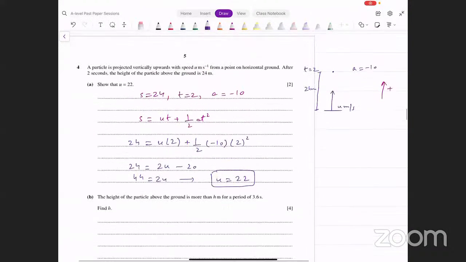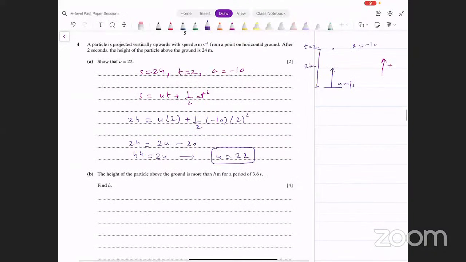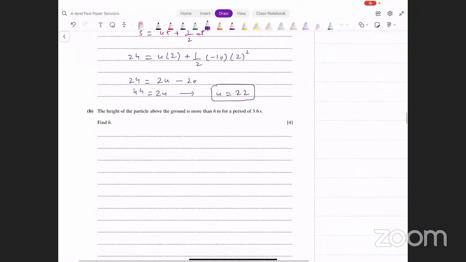Okay, find the value of h using this. Now, let's think about this. हमें पता चल गया, अब initial velocity पता चल गया. So the particle is projected from here at a speed of 22 meters per second. So initial velocity we know. इस पे उसने project किया इसको.